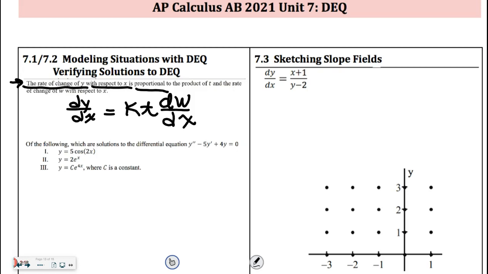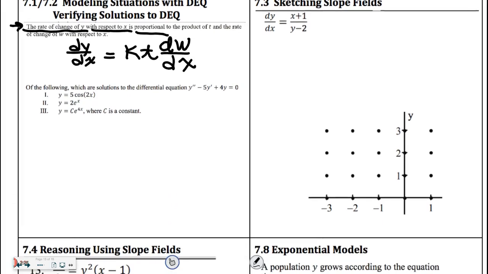So are we good with that? It's pretty straightforward. There's only one of those on your test, but I do have you set one of them up, all right? So when it says proportional, we use that k. Anytime it says rate, we set up a derivative. And the other part of the first part of the chapter was just verifying solutions. It was basically a trial and error thing.